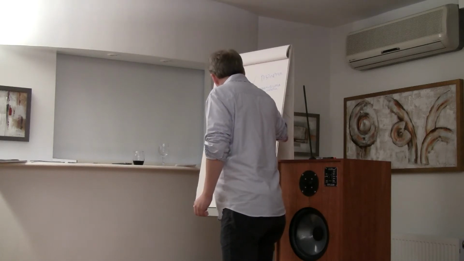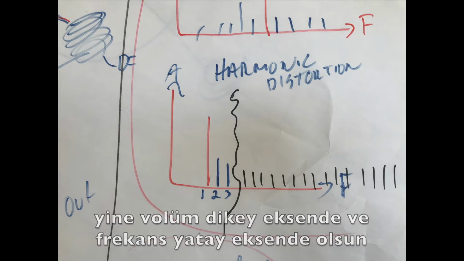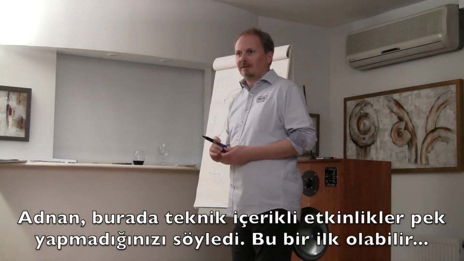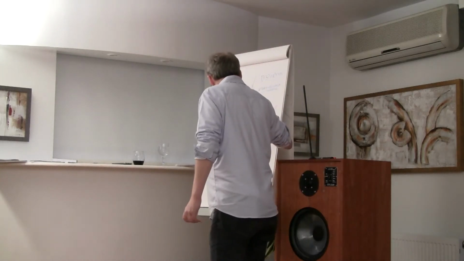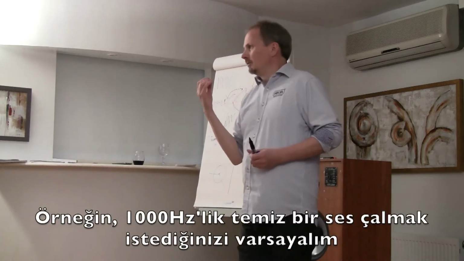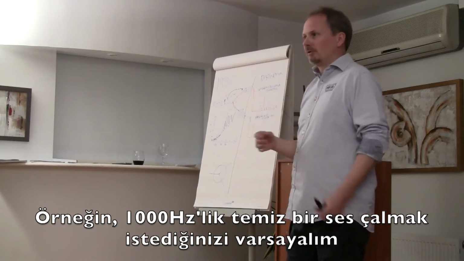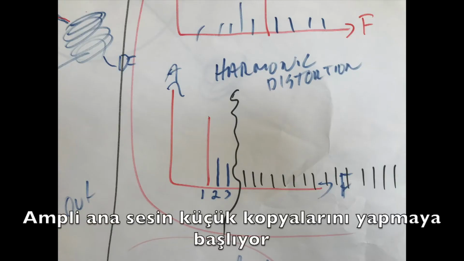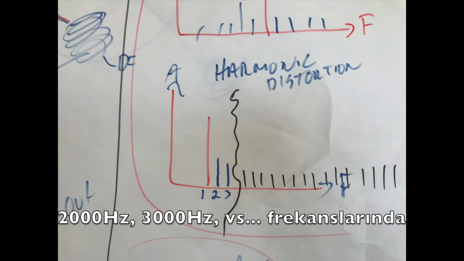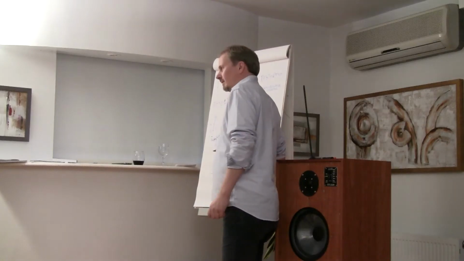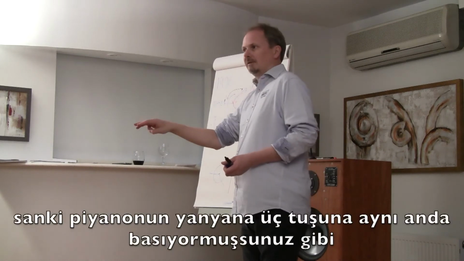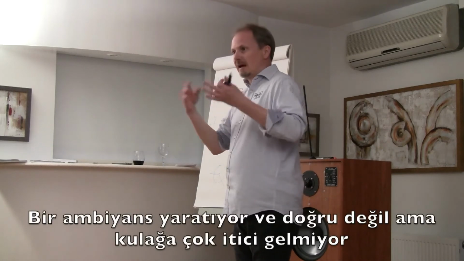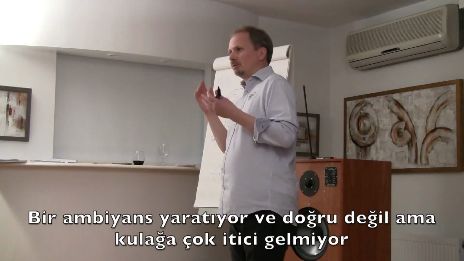Let's say again, amplitude or volume and frequency. Adnan says you rarely do technical presentations here, so this could be the first. Oh, well, let's say you want to play a clear tone, and to make the example easy, 1000 hertz. The amplifier will make a copy, so this is 1000 hertz, at exactly 2000 hertz, 3000 hertz. It's like hitting 3 keys on the piano right next to one another. It's not that bad. It creates ambience and it's not correct, but it doesn't sound bad to the ear.